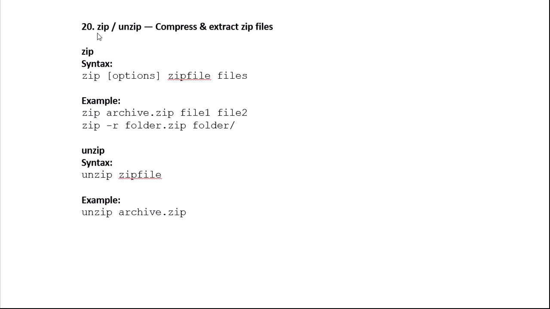And the last command in file management is zip and unzip, for compression and extracting the zip files. The zip syntax is zip, options, zip file, and files. Example: zip archive.zip file1 file2, and zip hyphen r folder.zip folder/. Unzip syntax is unzip zipfile, example: unzip archive.zip.